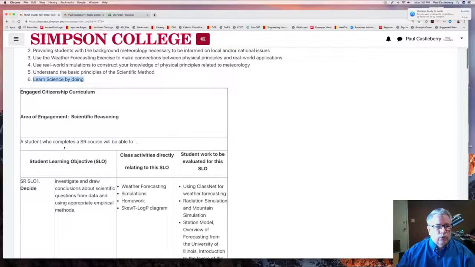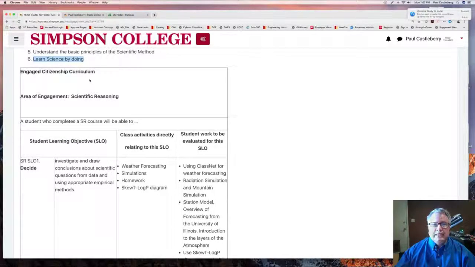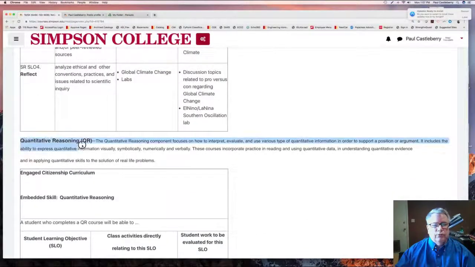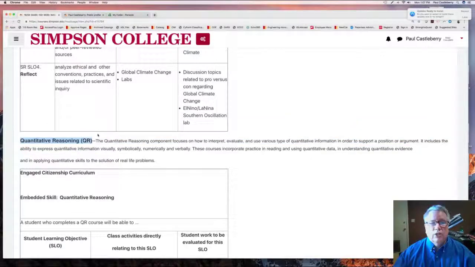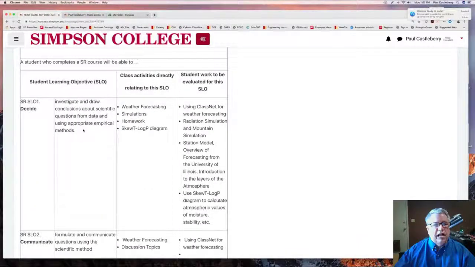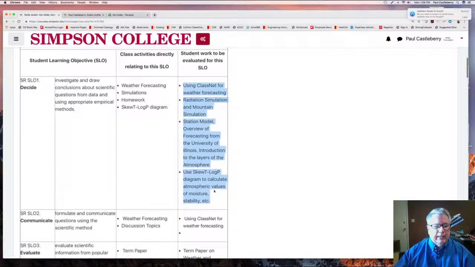Now, this particular course, in terms of the Engaged Citizenship curriculum, the areas of engagement are scientific reasoning and quantitative reasoning. So this course satisfies both of those particular areas. And I would hope you would spend some time going through this particular table and seeing how the specific exercises that we do within the course map to specific learning objectives, and then how those will be evaluated that you see right here. So spend a couple of minutes to read through that.